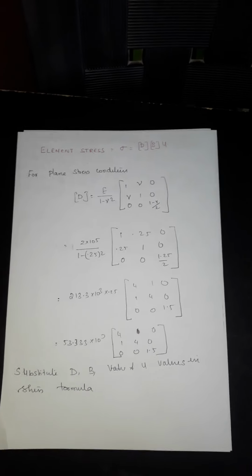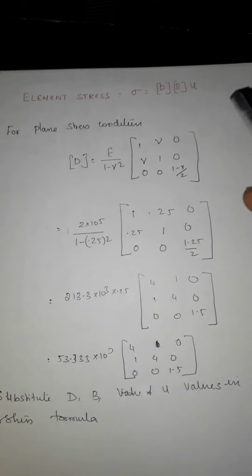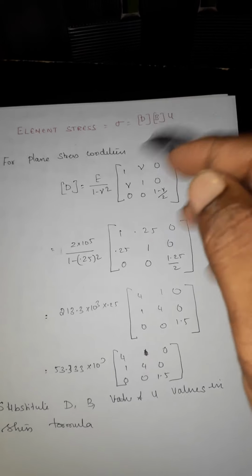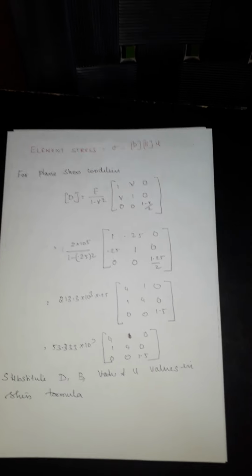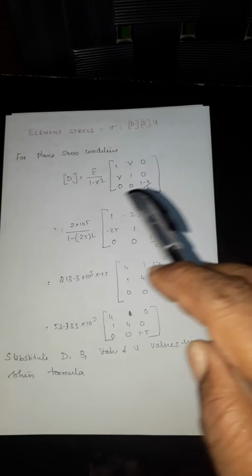Now we have to find the stresses. What is the formula? Sigma is equal to DBu, the same everywhere, whether it is a two-dimensional or one-dimensional vector, or isoparametric. Plane stress or plane strain, it is the same formula DBu; only D differs for plane strain conditions. The D value never changes for any unit. Please remember that; you only have to look at plane strain or plane stress. If it is plane strain, this formula should be applied, with the Poisson ratio. I applied this completely and got this value.